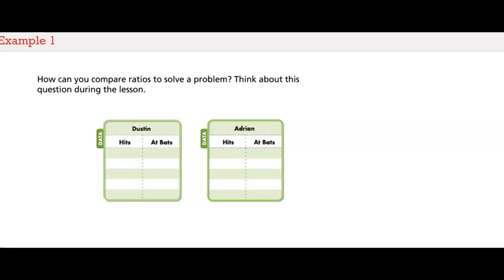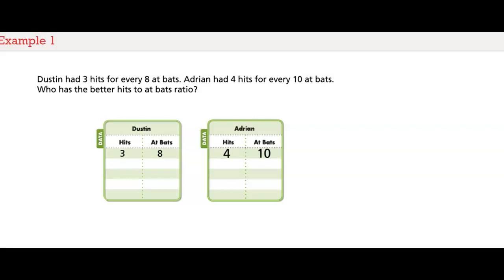Can you compare ratios to solve a problem? Think about this question during the lesson. Dustin had 3 hits for every 8 at-bats. Adrian had 4 hits for every 10 at-bats. Who has the better hits to at-bats ratio?